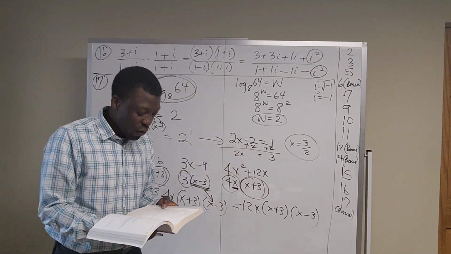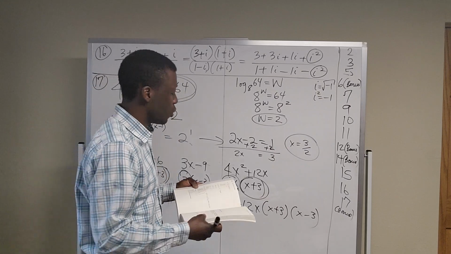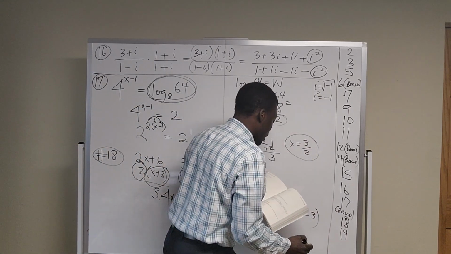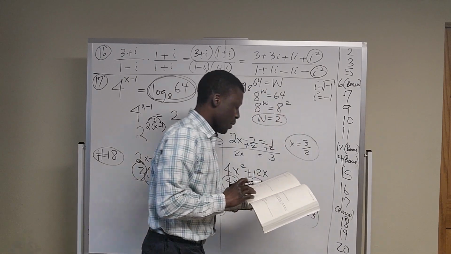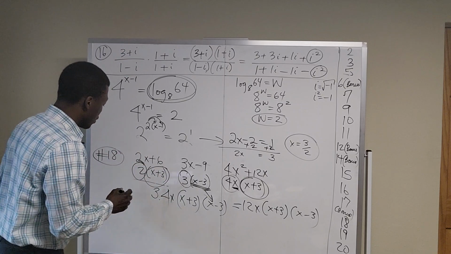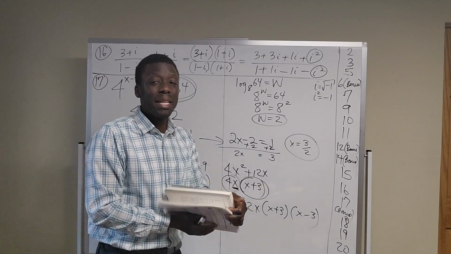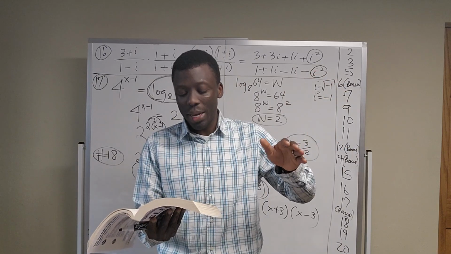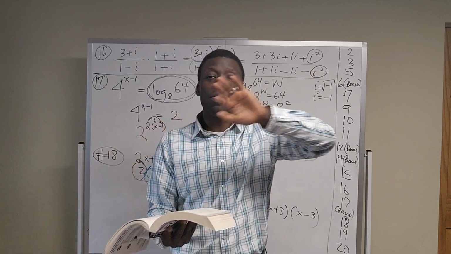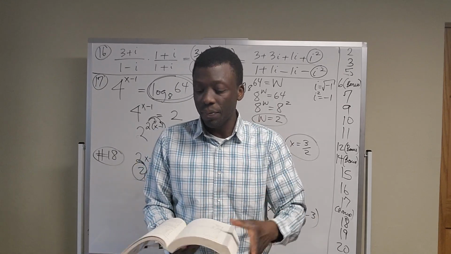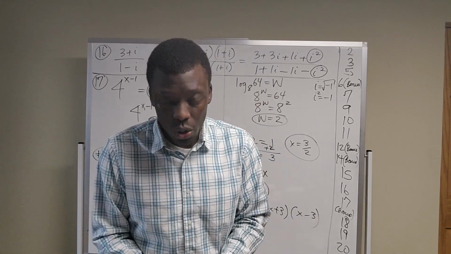Number 19, solve for x. x squared is equal to 2x plus 2. So quickly, I'm going to write number 18, I'm going to write number 19, and then I'm going to write number 20. Okay, so solve for x. x squared is equal to 2x plus 2. Basically, move everything to one side. So you're going to have x squared minus 2x minus 2. So I've moved everything to one side. Set it equal to 0 and use the quadratic formula.